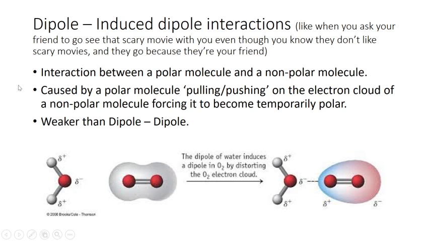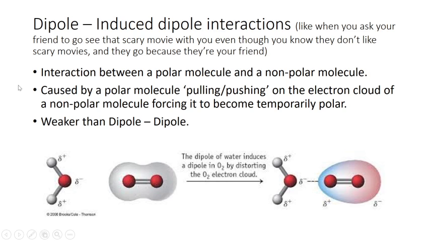It's an interaction between a polar molecule and a nonpolar molecule. It's basically caused by the polar molecule pushing or pulling on the electron cloud of a nonpolar molecule and causing it to become temporarily polar, right?